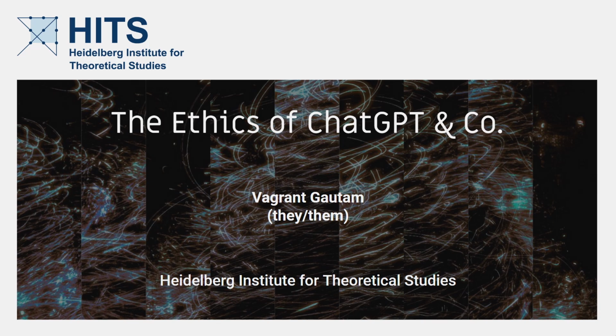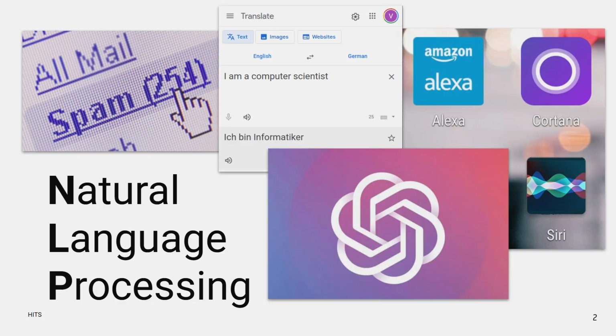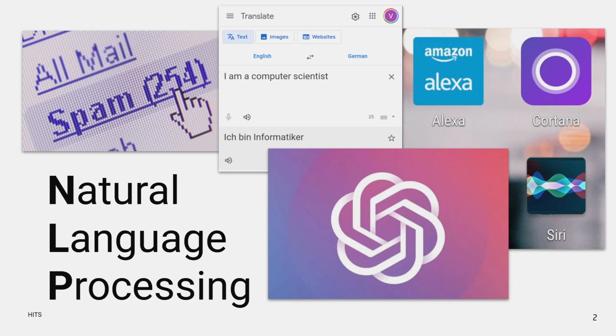I want to just give you a brief introduction first to the field that I'm in, which is natural language processing. Obviously, I think a lot of you know from my talk abstract and from the title of this talk that it involves language models, among other things. But natural language processing as a whole is just about computationally processing human language. And so that includes things like spam filtering in your email, Google Translate, which I use a lot in Germany, voice assistants like Alexa, Cortana, Siri, etc., as well as, of course, the ChatGPT logo.